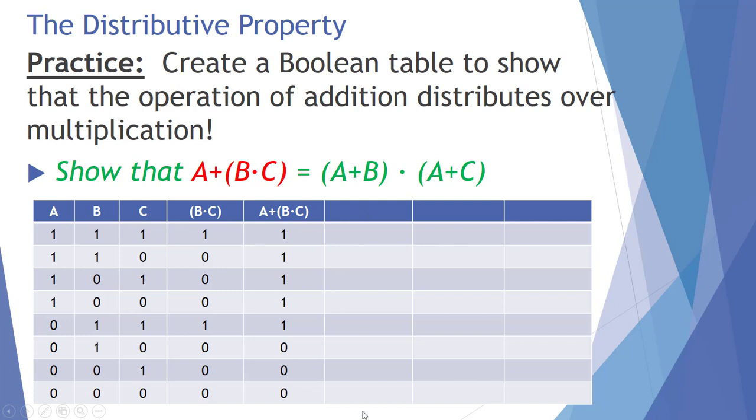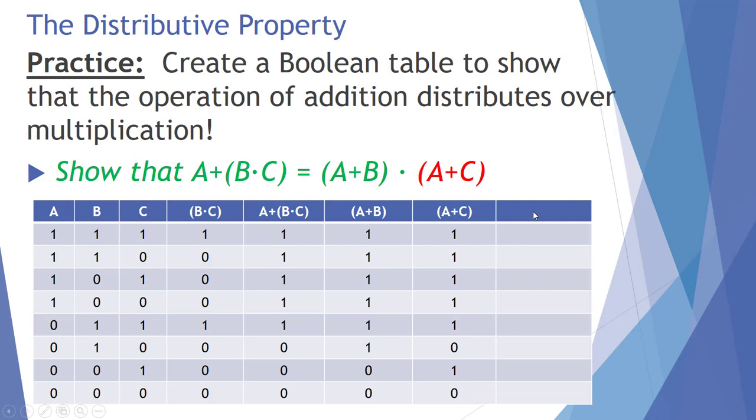Now we're ready to build the right side of that equation. So we can build an a or b, that is to say a plus b, column. Now we'll build an a plus c column. And there, we've built our a plus c column by checking conditions a or c. And we have 1, 1, 1, 1, 1, 0, 1, 0.